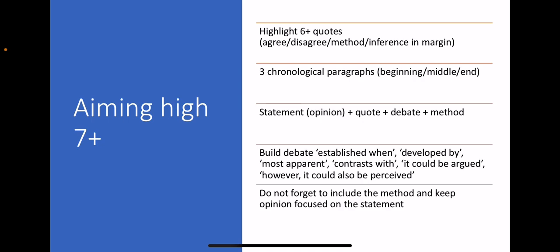Again, don't forget to include the method. As we said before, you can talk about language or structure. You can also talk about tone and the genre. So if you can spot what kind of genre the text is, include that. If you can talk about tone or mood or atmosphere, that is also a method.